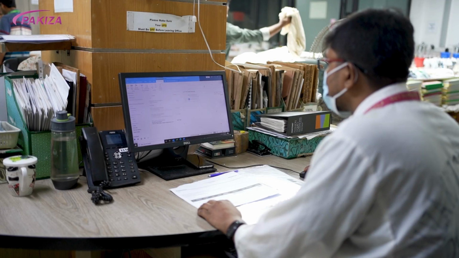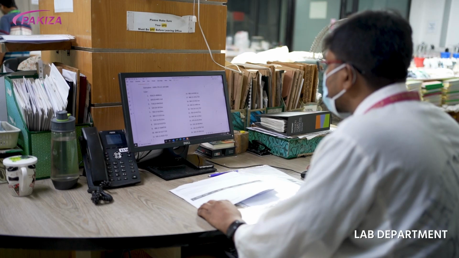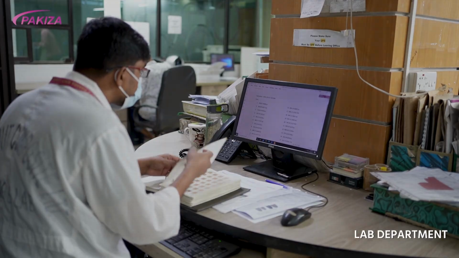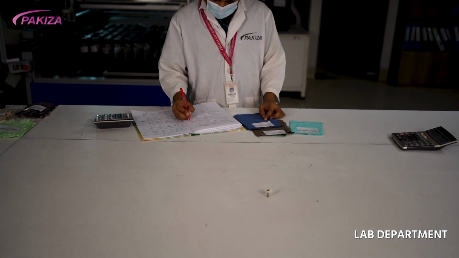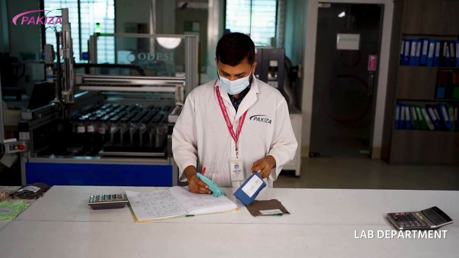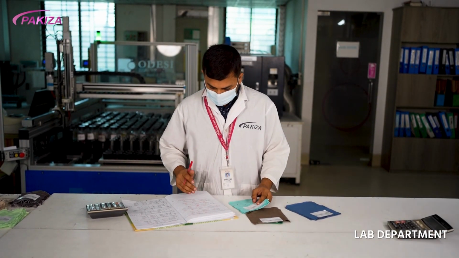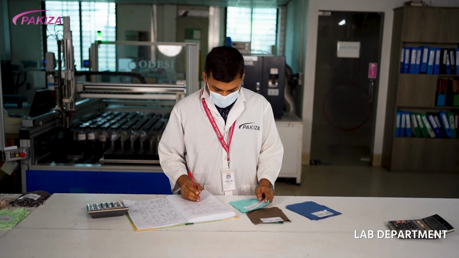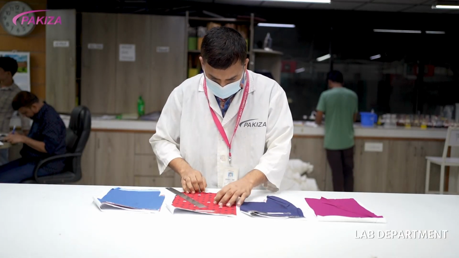Buyer first gives us Tech Pack, which contains information about the fabric design. From the buyer's Tech Pack and fabric swatch samples, we get the information about the fabric. Using the information, we find out what type of yarn is required and what type of knitting is required to make the design and GSM of the fabric.